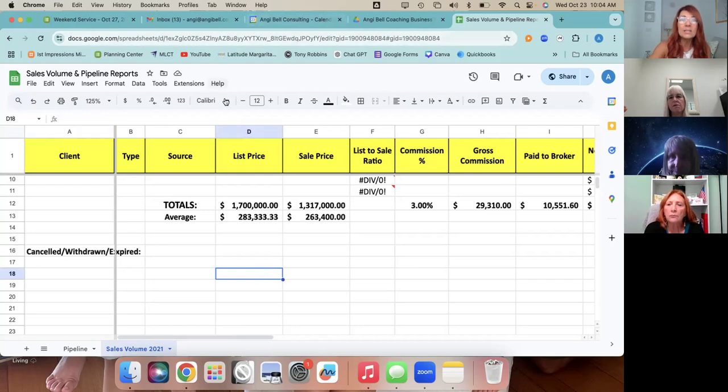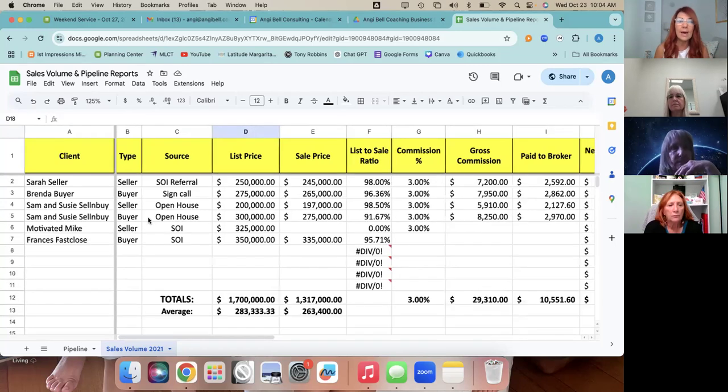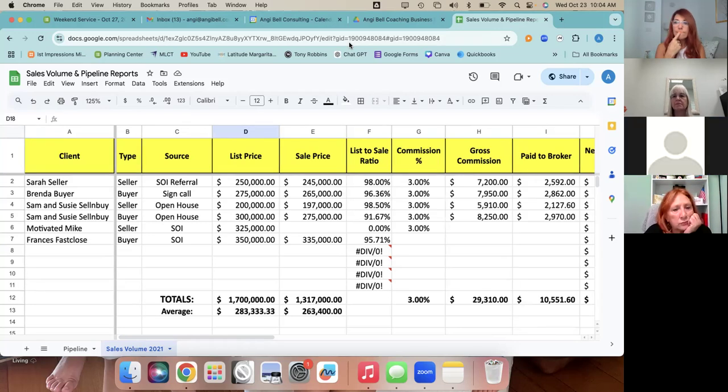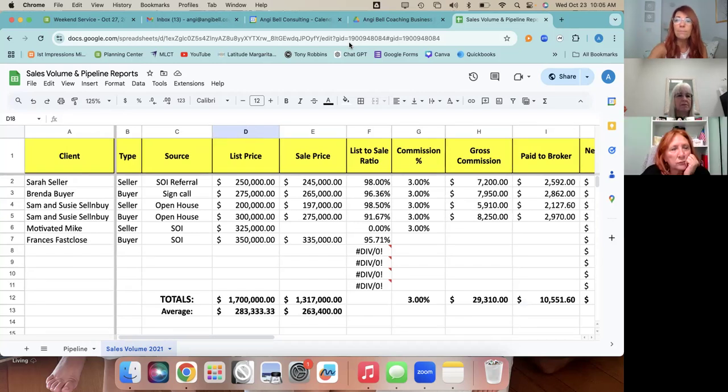But that's that tracking form. Any questions, any comments on that? I want to make sure that's clear for you guys so that you'll be able to use it. Any questions about anything that we talked about?